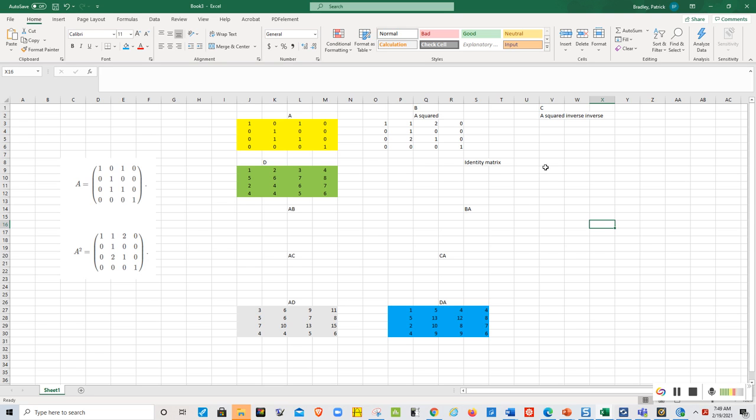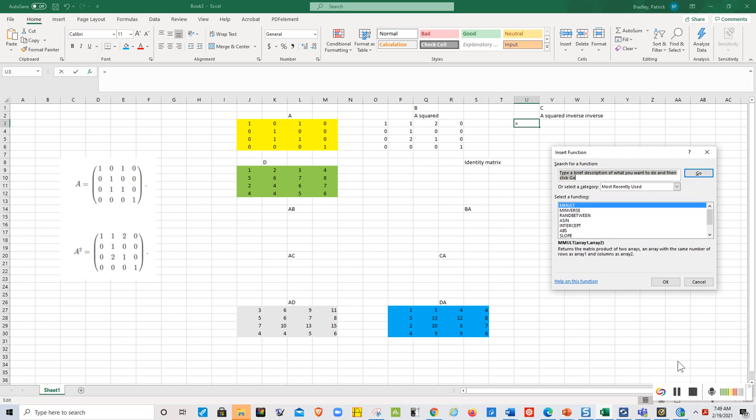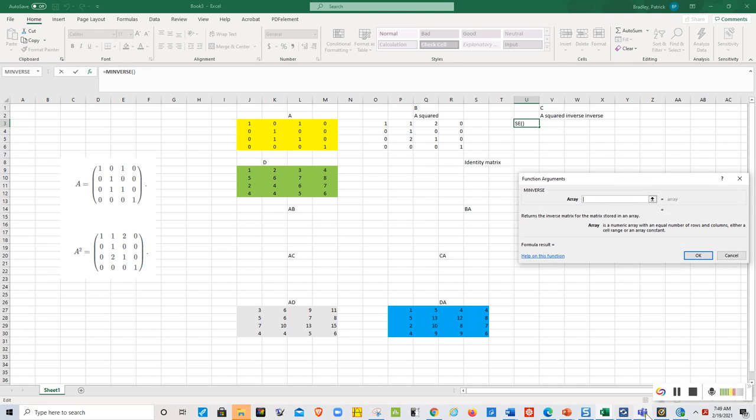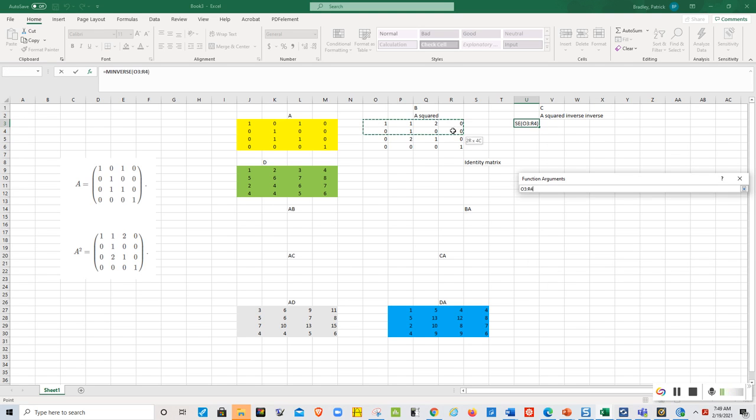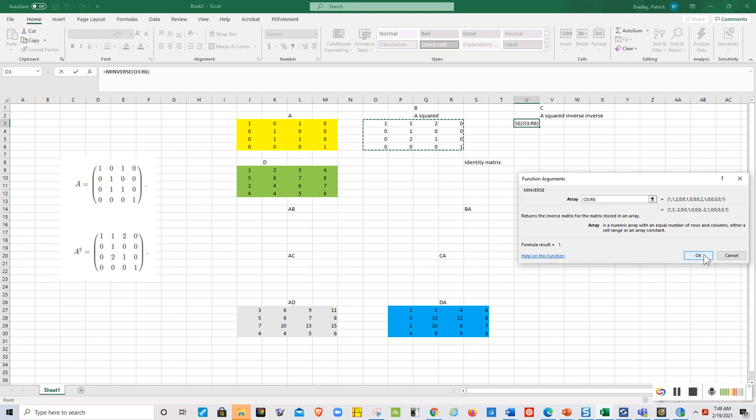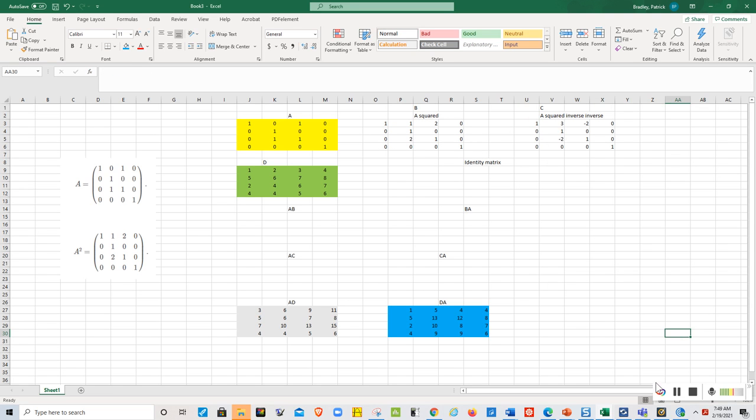Now, one other thing that I think will be useful for you to know is how to find the inverse of a matrix. So here is matrix B, and we're going to invert this. That's A squared, but C is going to be the inverse of A squared, or the inverse of B. So I'm going to go to the functions, and I'm going to use the matrix inverse function, MINVERSE. Again, I'm going to use my dialog box, and the matrix that I want to invert this time is this one. And so I click this, and now I find the inverse.